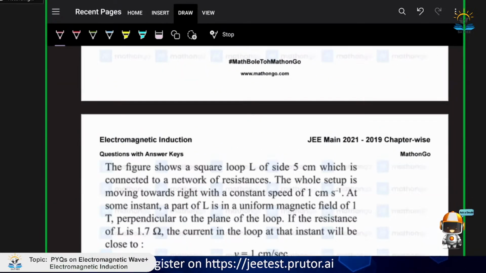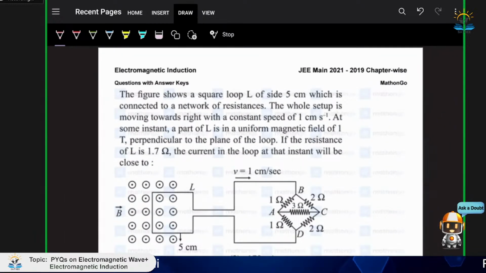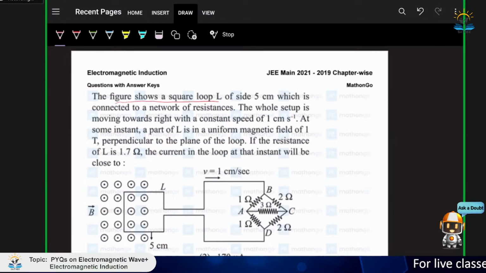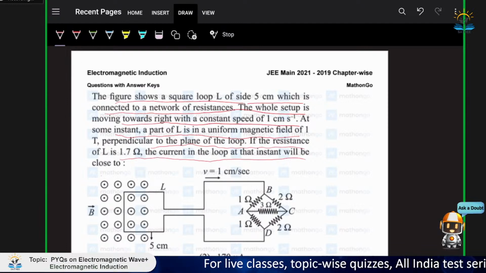The figure shows a square loop L of side 5 centimeters and resistances. The whole setup is moving towards right with a constant speed of 1 centimeter per second. At some instant, a part of L is in a magnetic field of 1 Tesla perpendicular to the plane of the loop. If the resistance of L is 1.7 ohm, the current in the loop at that instant will be.